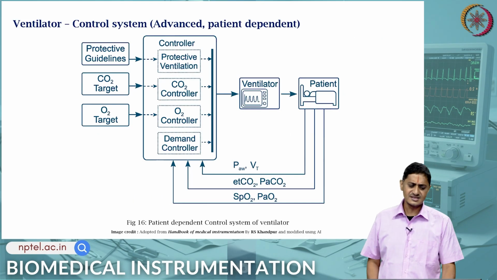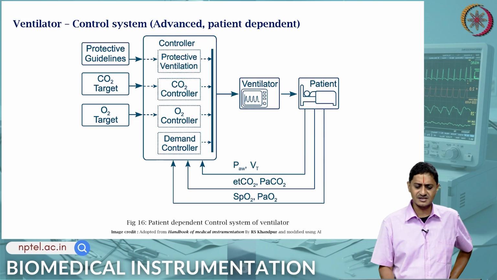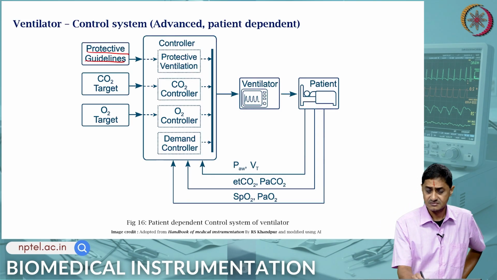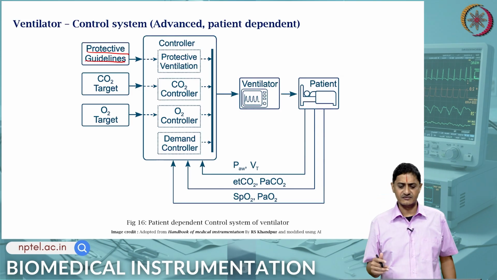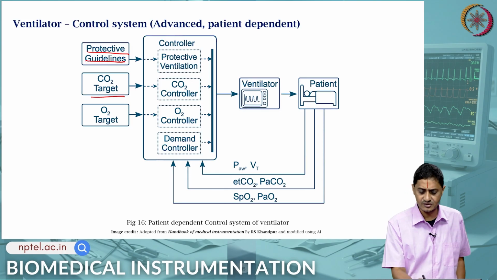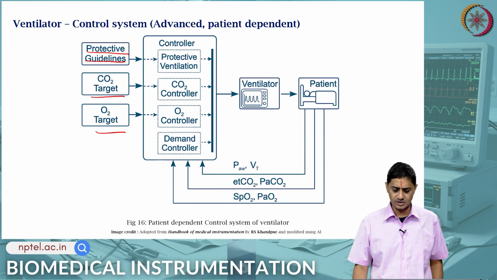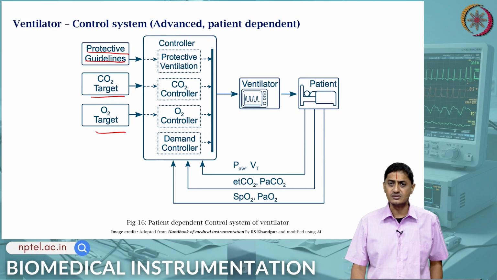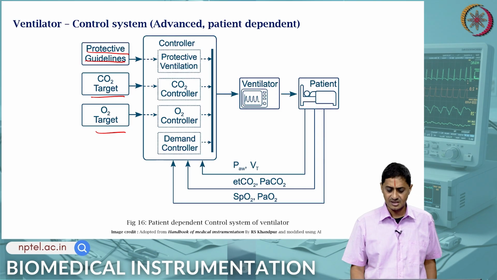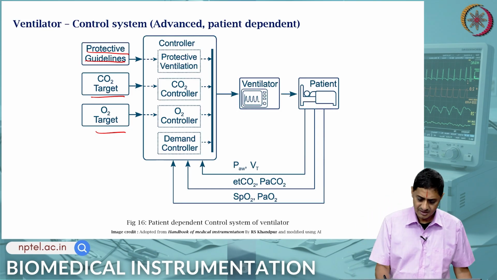Right. Here is an advanced patient dependent control system that is provided. There are some protective guidelines, some values of pressure and volume that are given, and some protective ventilation is provided, and a carbon dioxide target value and an oxygen target value is provided. So there is a specific carbon dioxide controller, and there is a specific oxygen controller, and then there is a demand controller, and this is given as input to the actuator system of the ventilator and then to the patient. And then you measure the outputs from the patient.